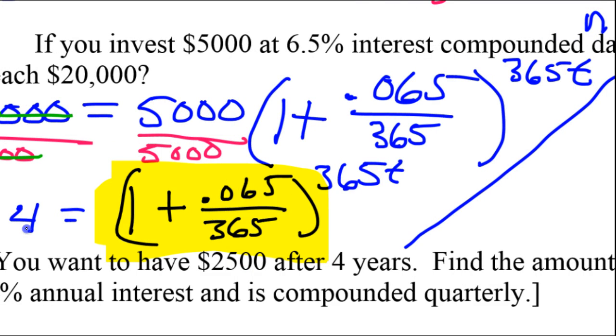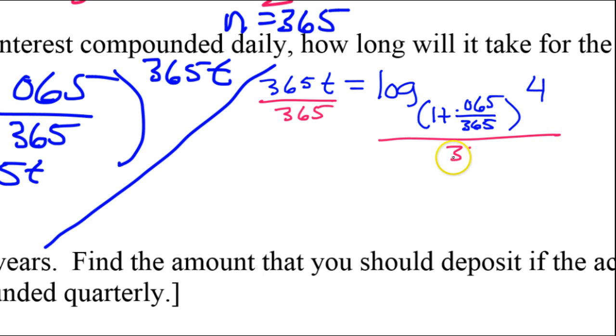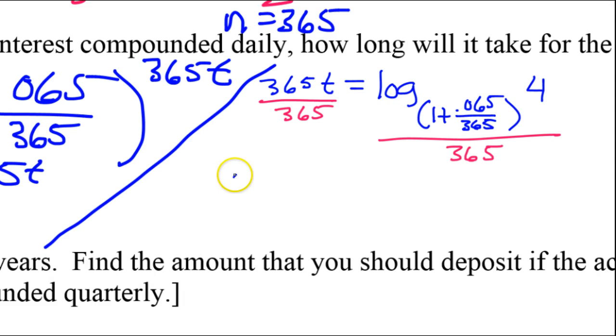Now these other two things have to switch sides. So the 365t is going to come to the left, and the 4 is going to come to the right. So that's why I will have my 365t over here, and the 4 is going to be over here. Alright, so we're trying to get t by itself. To get that, we need to divide both sides by 365. Alright, so that's going to give us the answer. So we just have to evaluate this.